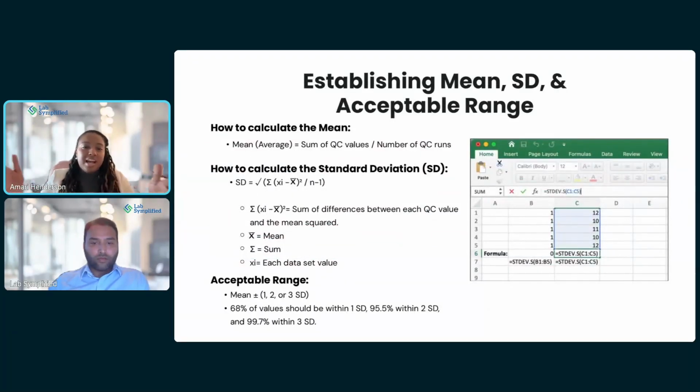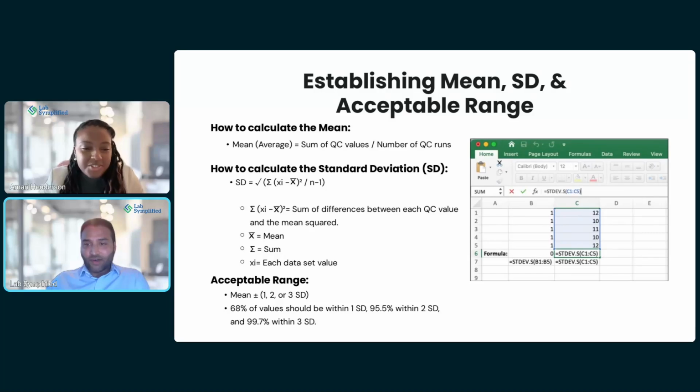So, establishing mean, standard deviation, and acceptable range. Amari, sorry to interrupt. I have one more question here. Eula asks, she's a new MLT and will soon be starting her first job, and she asks, in regards to QC, if the QC has been out of the mean for more than a week, and the QA has not mentioned anything about it, is it okay to run QC when both levels of QC are out of the mean?